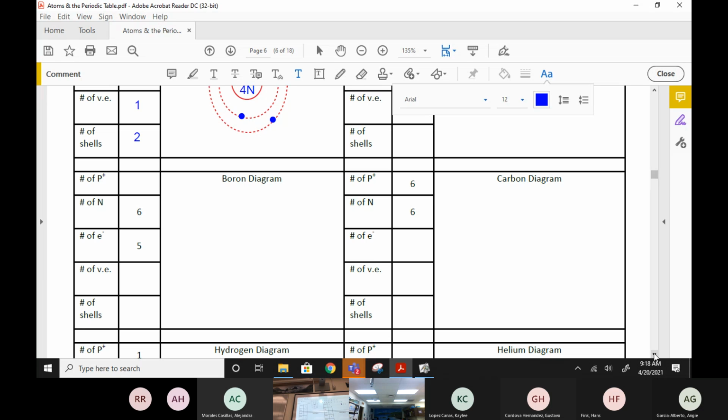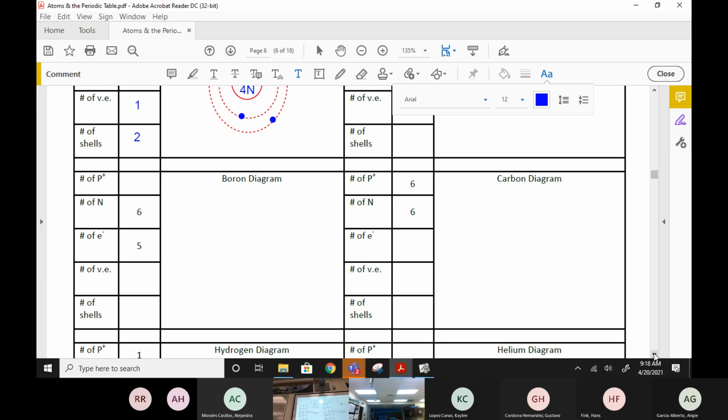And how many were on the outside shell? Fill up the inside shell first with the first 2. On the outside, only 1. That's our valence electrons. So that's the second for the valence? Yes. It's how many on the outside? Okay.